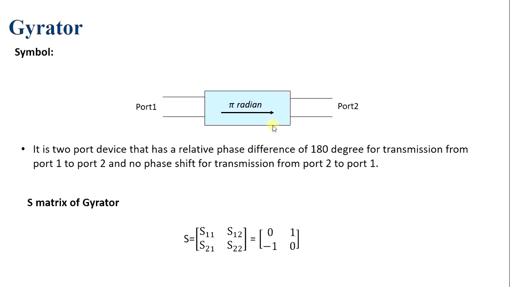So the S matrix becomes: S11 is 0, as I said, and S22 is also 0. If the signal is fed from port 2 to port 1, we don't have any phase shift, so it is represented by 1. And if the signal is fed at port 1 and we take the output at port 2, it is 180 degree phase shifted, so we have represented it with minus 1.